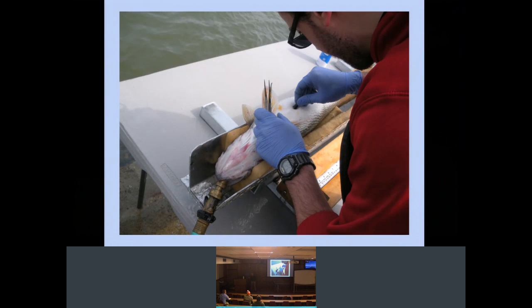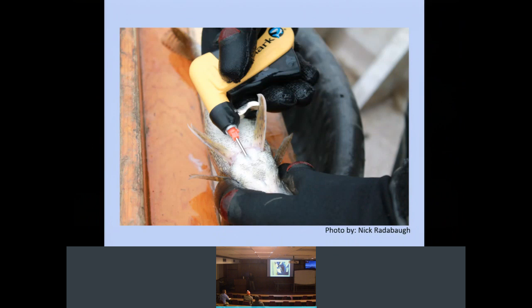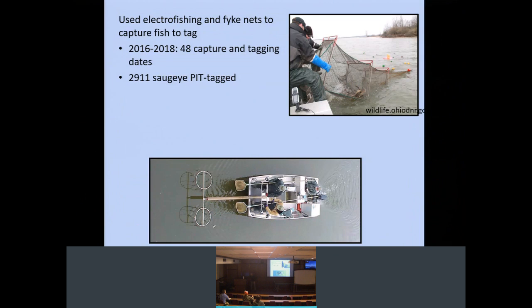Okay, just requisite pictures of fish surgery and fish PIT tags. All right, so then we used electrofishing and fyke nets to capture fish to tag. And when I say we here, I really mean John, I think, probably, right? John, did you do this? From 2016 to 2018, we had 48 capture and tagging days. So we wanted to make sure that we were continually adding fish to this population of tagged fish. So in the end, we had about 2,900 muskellunge that were PIT tagged in this study.